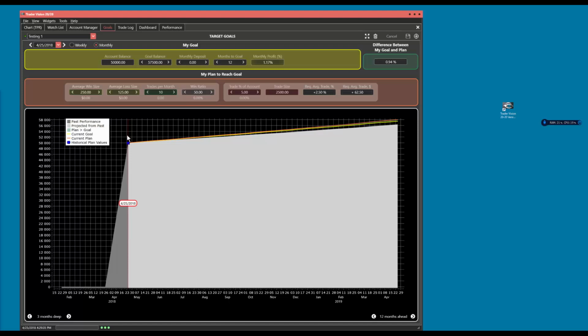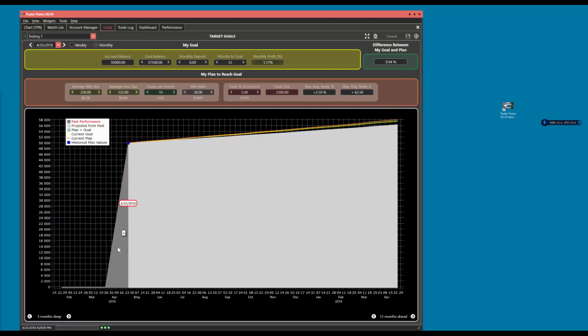So I have saved this goal, and now I have a goal recorded here for the 25th of April. And then you can track how we've done. It will track our trades or our account value at points in time, so that we can see how we're doing versus not only our long-term goal, but against our plan to reach that goal.